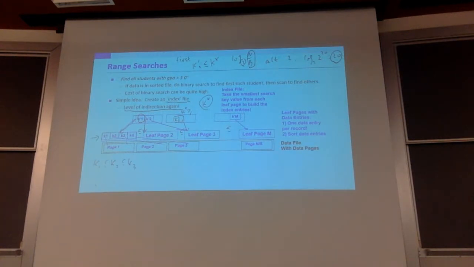Okay, so that you know that k star is greater than or equal to this k prime i, and this is the first such key. Okay, then you know anything before this key is not going to be equal to k star, and anything that will equal k star is going to be starting from this page. Okay, so that's how you do the search. So does that make sense?